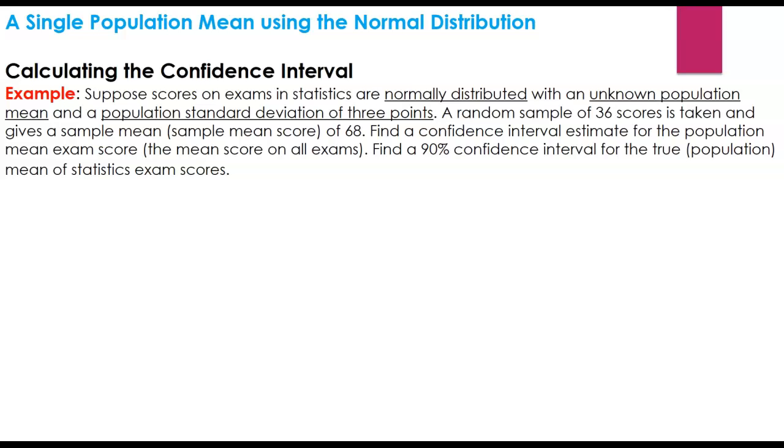Suppose scores on exams in statistics are normally distributed with an unknown population mean and a population standard deviation of 3 points. A random sample of 36 scores is taken and gives a sample mean score of 68. Find a confidence interval estimate for the population mean exam score. That is the mean score of all exams of this type of statistics test. Find a 90% confidence interval for the true population mean of statistics exam scores.